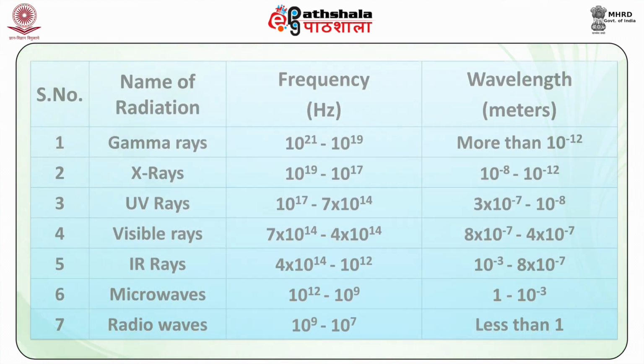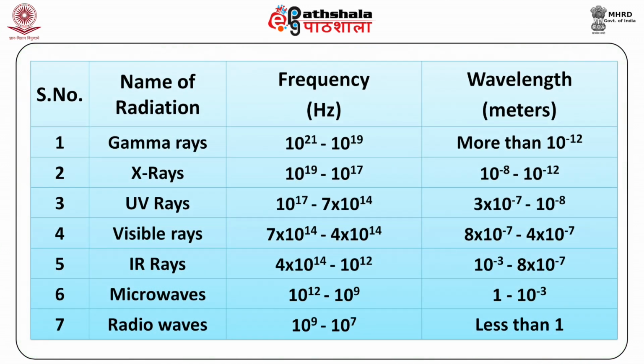In this table, the frequency and wavelength of the electromagnetic spectrum are given. In this table, the name of the radiation, its frequency in hertz and wavelength in meter are given. First is the gamma ray, whose frequency is 10 to the power 21 to 10 to the power 19 and its wavelength is more than 10 to the power minus 12. Next is X-ray, whose frequency is 10 to the power 19 to 10 to the power 17 and its wavelength is 10 to the power minus 8 to 10 to the power minus 12.